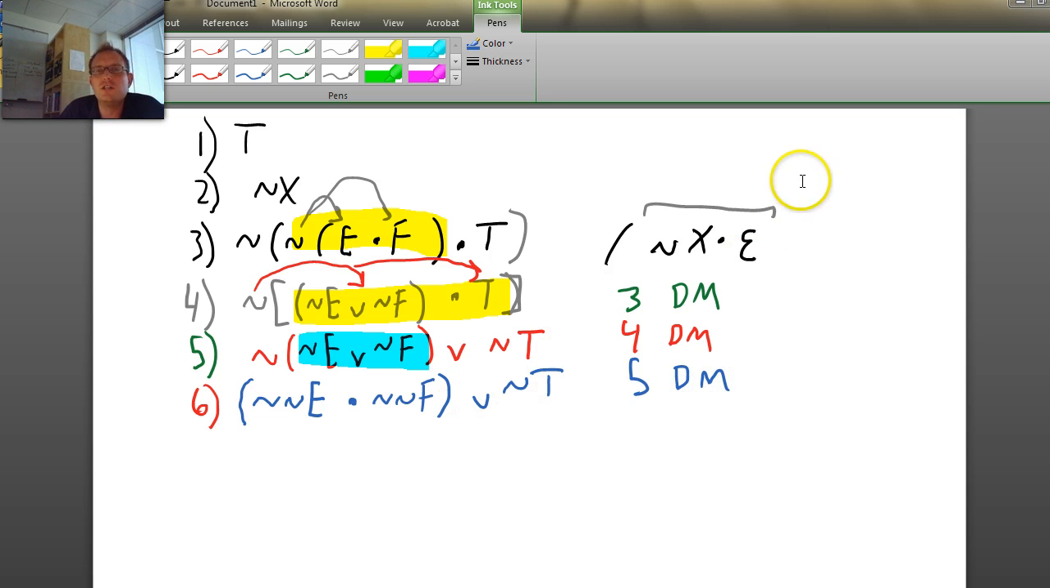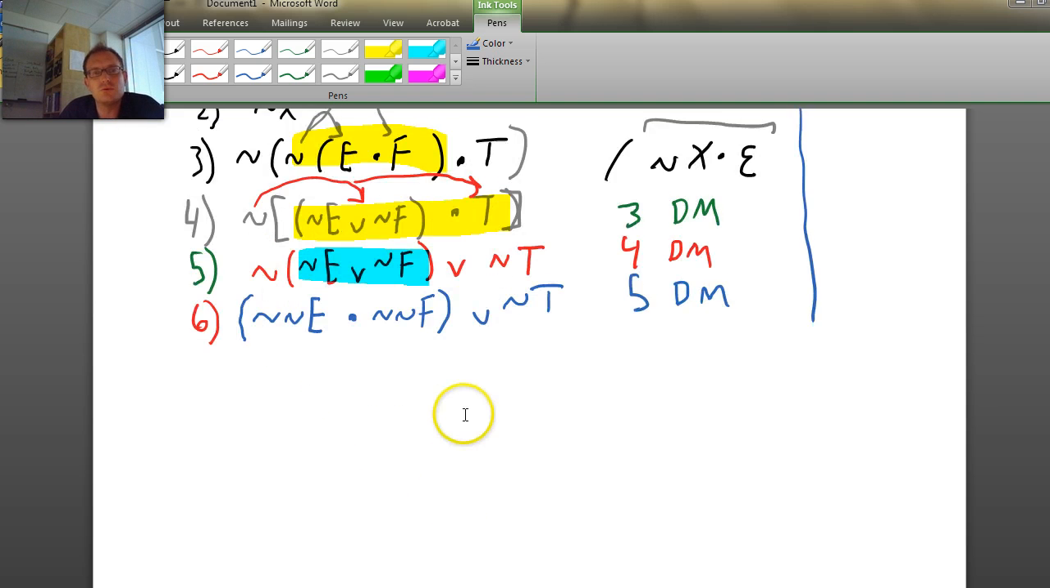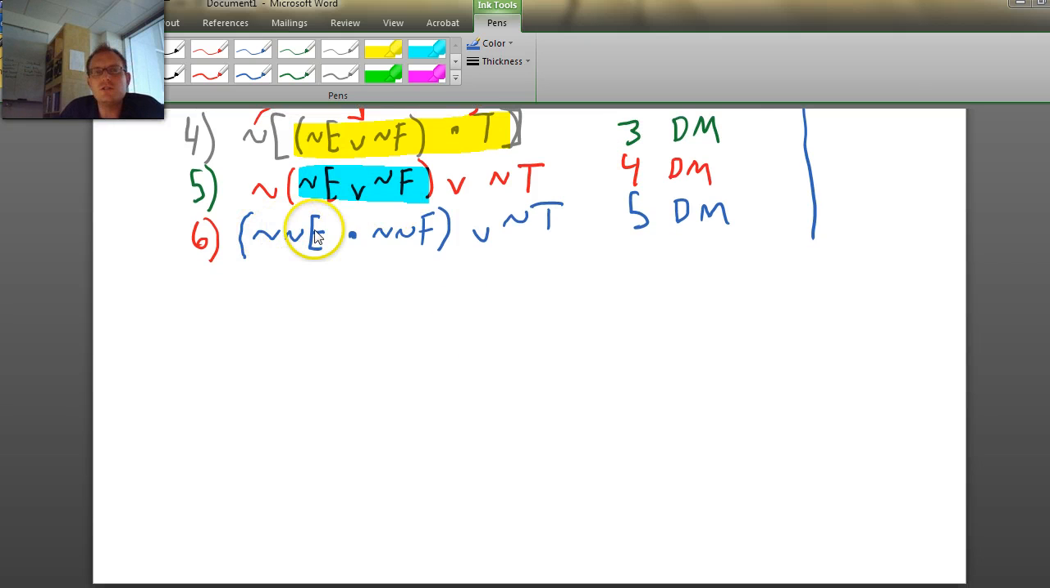You can see what this problem really requires you to do is to see different substitution instances for the DeMorgan rule. Now, whenever you see double negations, get rid of those immediately, usually, because you might as well simplify the equation. So it's going to look like this: E and F, or not T, and that's line 6, double negation.